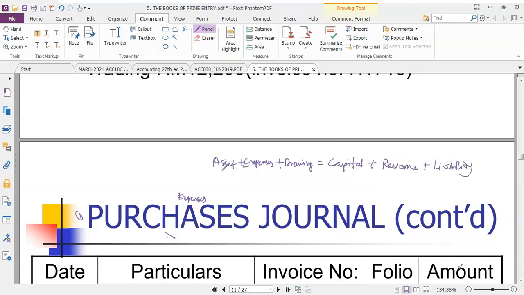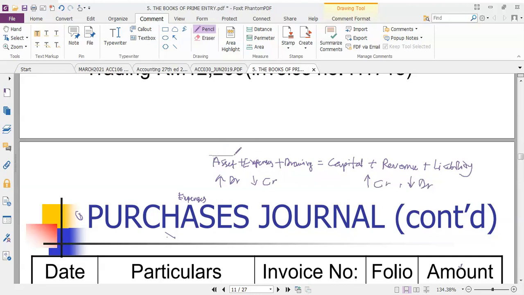So kalau asset, expenses dan drawing, dia bertambah. Semua elemen ni, Syahidah, dia akan ada bertambah, akan ada berkurang. Dia tidak semestinya bertambah tu kena debit. Kalau asset, expenses dengan drawing, kalau bertambah mesti debit, berkurang mesti kredit. Tapi kalau untuk capital, revenue dan liability, bila kita nak record increase je, pertambahan kita kena letak kat kredit. Dia terbalik dengan asset, expenses, drawing.